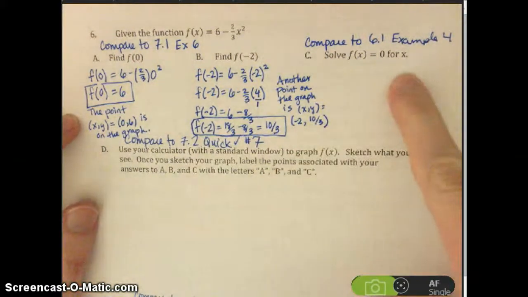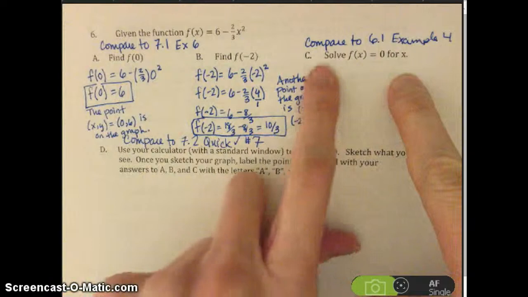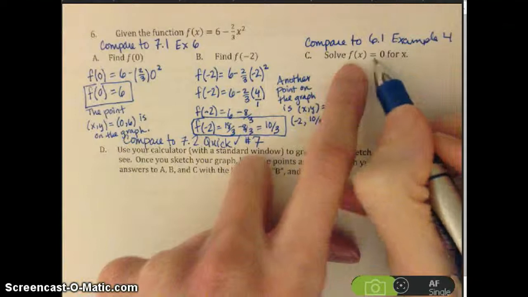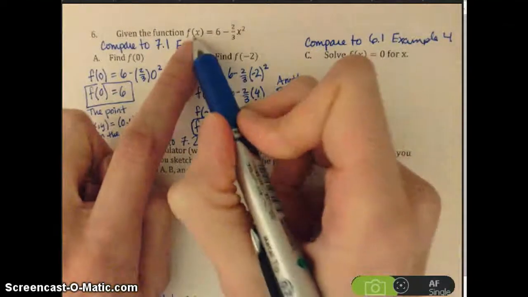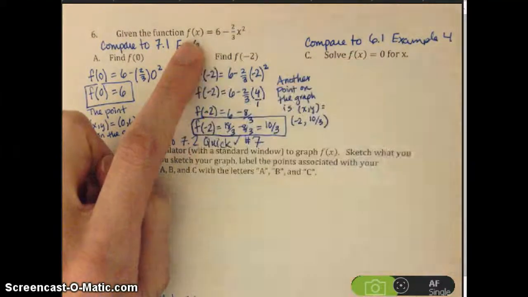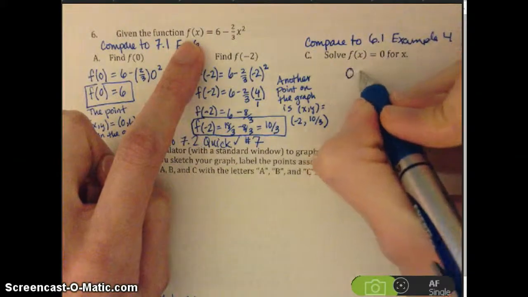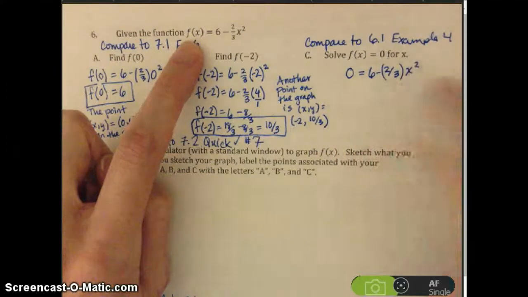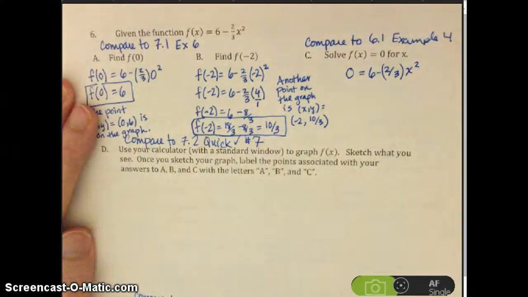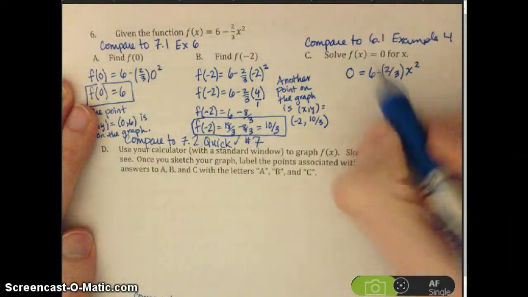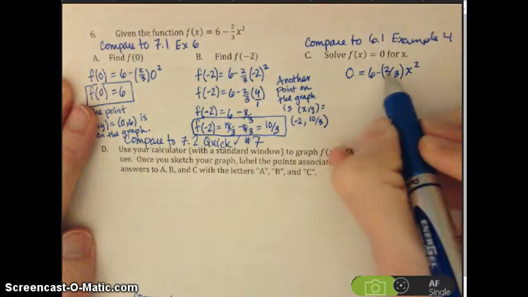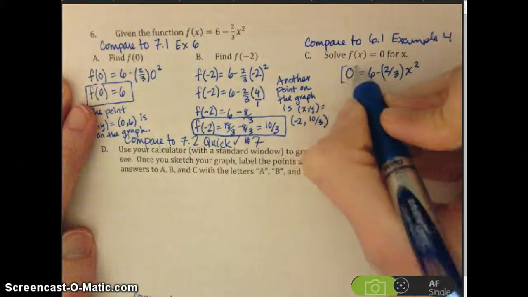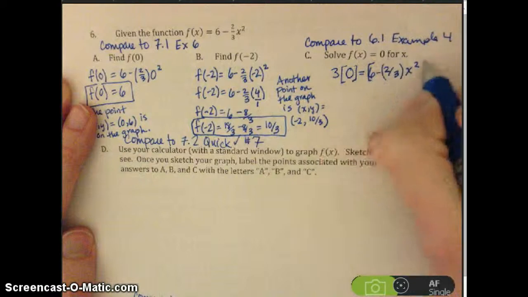Okay. C is a little bit different because I'm solving. I'm not plugging in a certain number for x, but I've got f of x equals 0. So here, this whole left side, f of x, is being replaced by the number 0. And then I'm supposed to find out what x would be to make this true. There's different ways to go about this. I like to clear the fractions when I can, so I'm looking for the least common denominator, which is 3, and I'm going to multiply through the whole problem by 3, left and right.